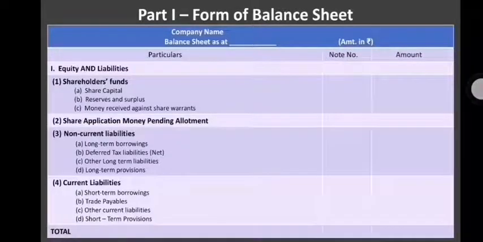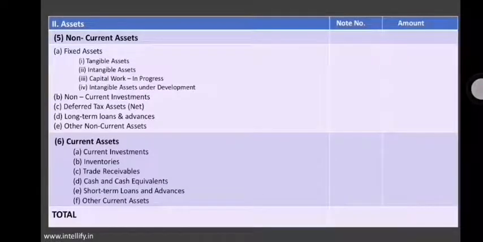Now let's move on to the asset side of the balance sheet. In this, the first main heading is non-current assets, under which the first subheading is fixed assets and the first sub-subheading is tangible assets. Tangible assets simply means the assets which can be touched or seen, for example machinery. Then we come to the intangible assets, assets which cannot be seen or touched, for example goodwill, patents, trademarks, copyrights, software. Next we come to capital work in progress and then intangible assets under development.